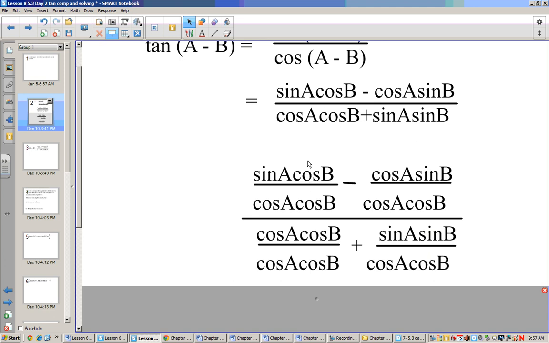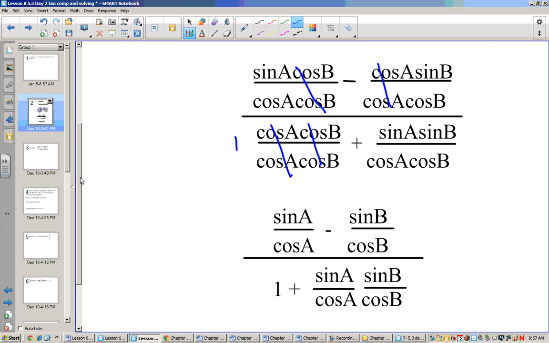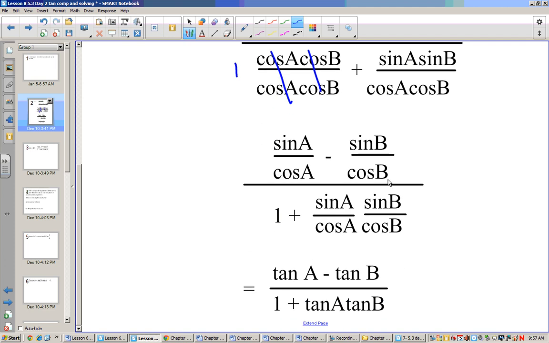Now, once we do that, we can start canceling things. Cosine B's cancel out, cosine A's cancel out, this one cancels out to 1, and nothing cancels out here. However, there's a whole bunch of tangents. Sine over cosine, sine over cosine, 1, cosine, sine over cosine, sine over cosine. So we can convert all those to tangents. So once I break it down to here, I can say tangent of A minus tangent of B, over 1 plus tangent A times tangent of B. That's our composite argument property.